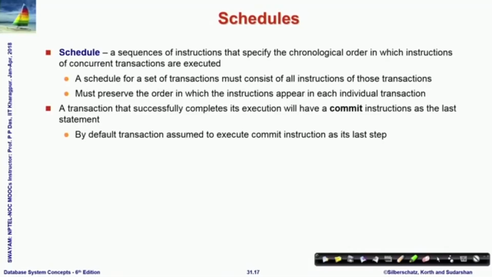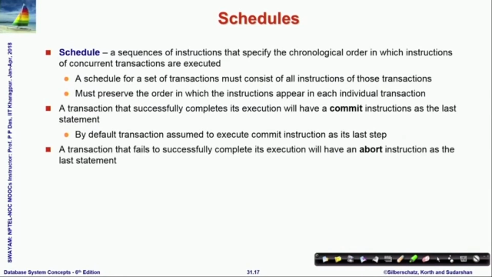So, a transaction that successfully completes its execution will perform what is called a commit instruction. We will more specifically say what a commit is. A commit instruction, which means successful completion, should be the last statement. If the commit is not given, transactions which have executed successfully are assumed by default to have executed commit. If the transaction fails to complete its execution successfully, then it will do an abort as the last statement.